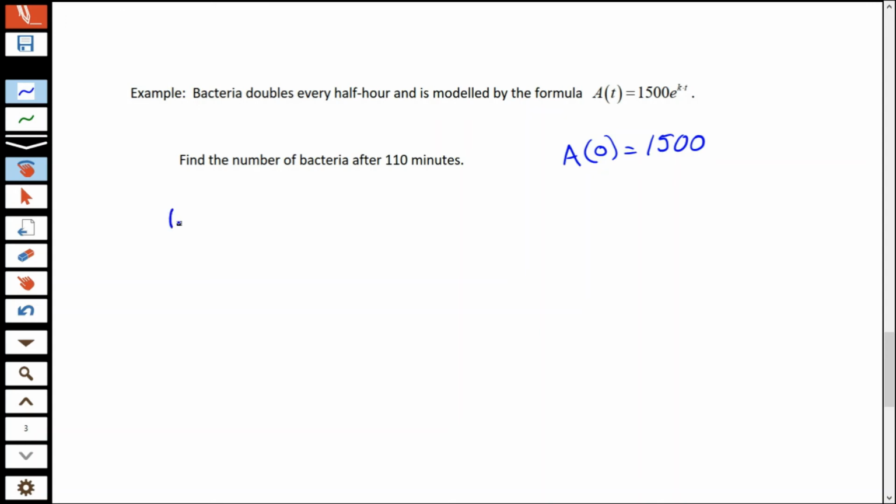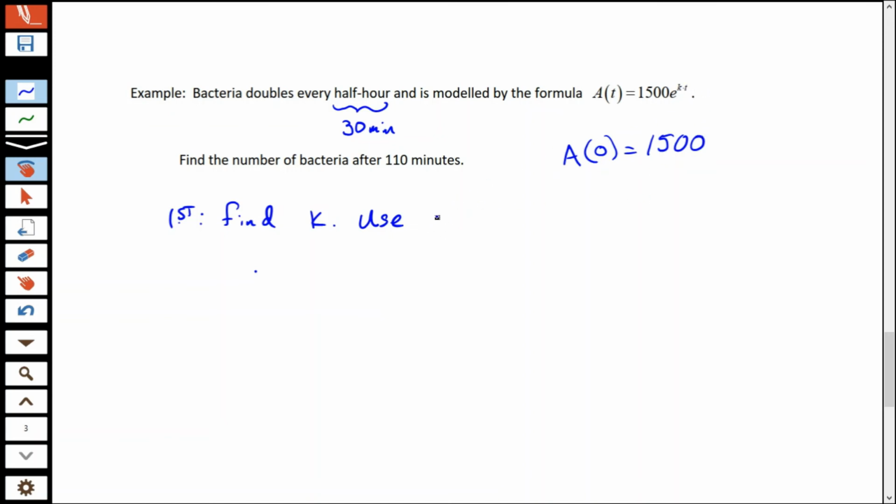Now the first task that we have to do here is find k. We have to find the growth constant. I want to make this minutes, so for the half hour, we're going to make our time 30 minutes. So t is going to be in minutes from here on out.